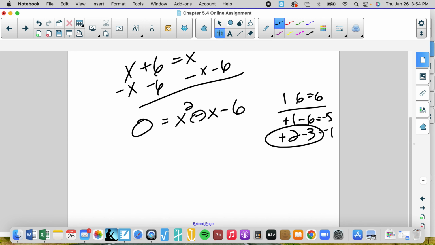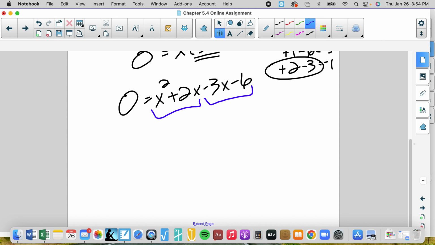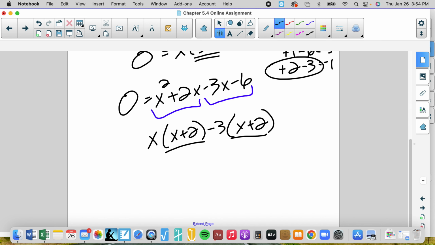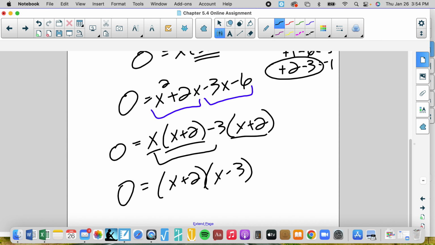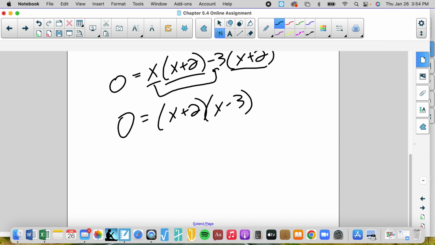So my two numbers that I'm going to break my middle term into. So I get 0 equals x squared plus 2x minus 3x minus 6. Now we're going to factor by grouping, group, and group. Factor out an x, x plus 2, factor out a -3, x plus 2. I did it right because these are the same. So pull out the x plus 2, and I'm left with x minus 3. Zero property. What makes this 0? A -2. What makes this 0? A +3.